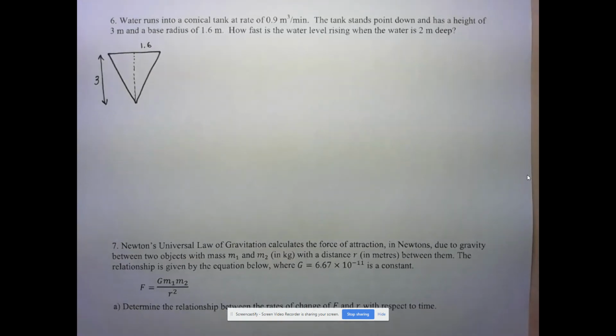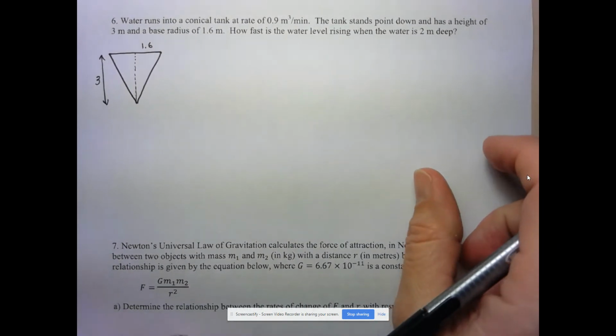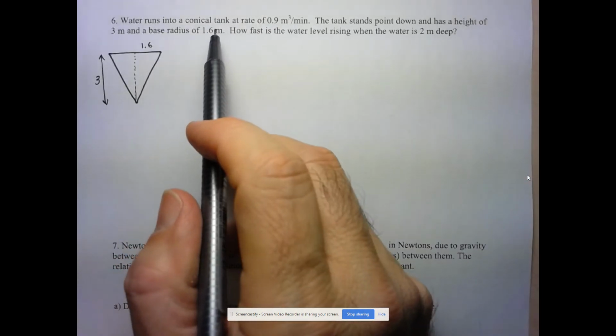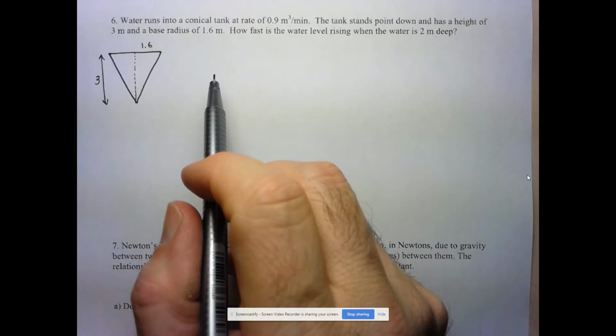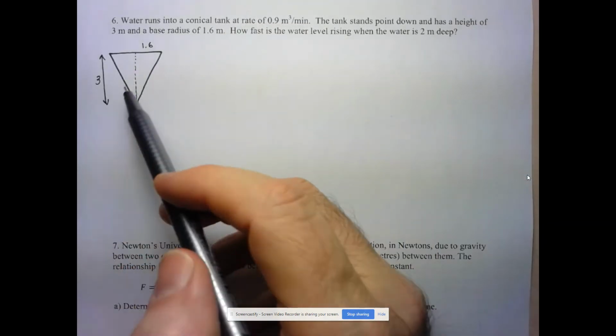Hi folks, we're going to take a look at number 6 from the last lesson of the unit. So here it tells us that water runs into a conical tank at a rate of 0.9 meters cubed per minute. So then it gives us some information. I've already drawn the picture here.